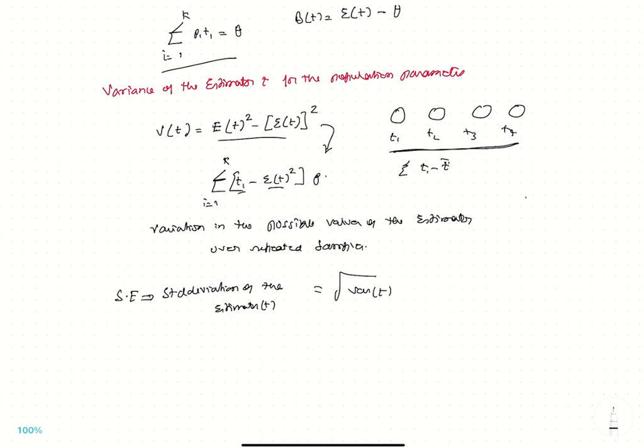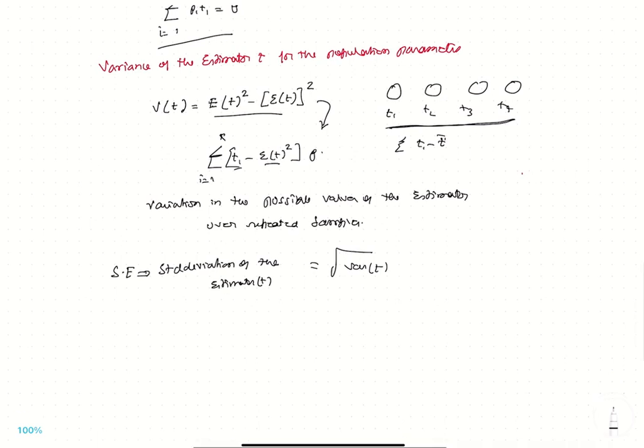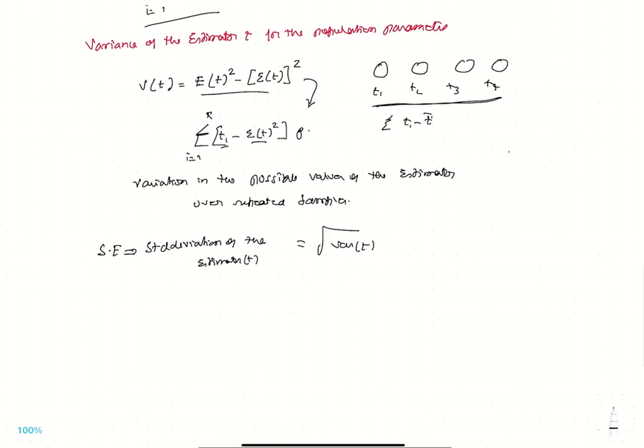So the closer the possible values of the estimator are to the parameter across all possible samples, the smaller will be the standard error. The estimator has a high precision, and this question will be asked, that the estimator has high precision if the standard error is small. So the standard deviation of the estimator t is just the square root of the variance.